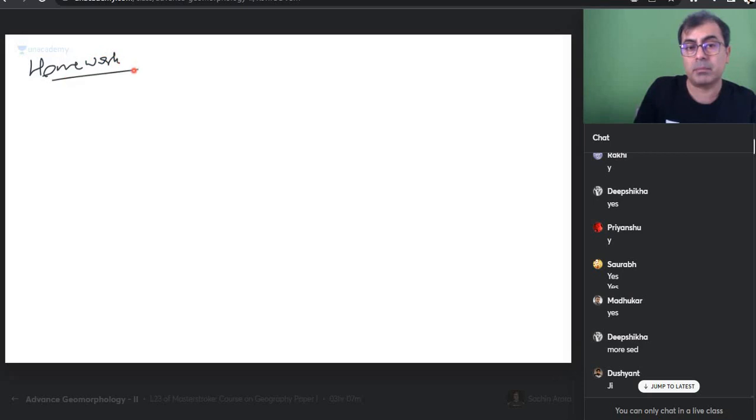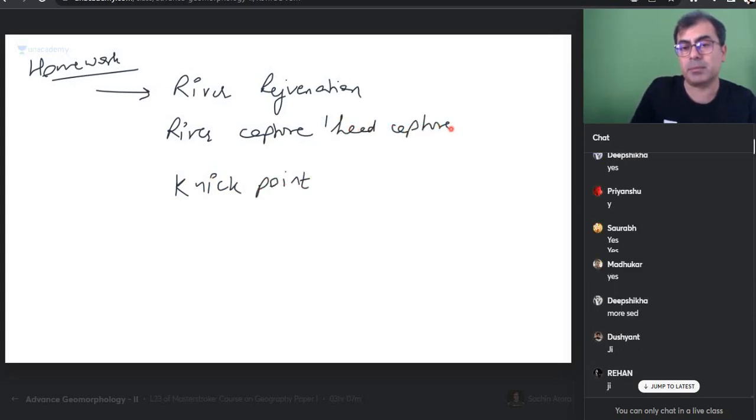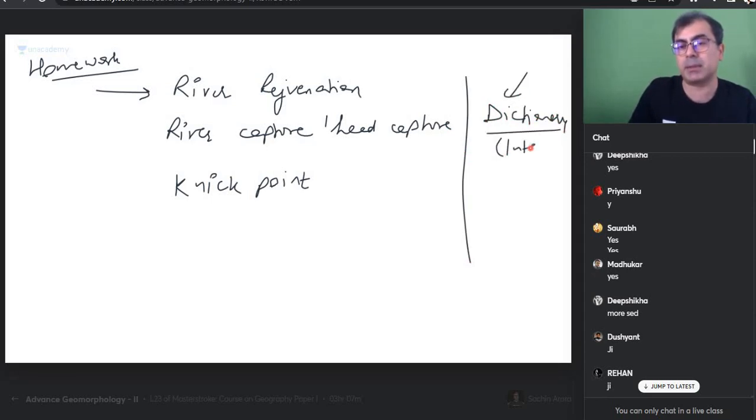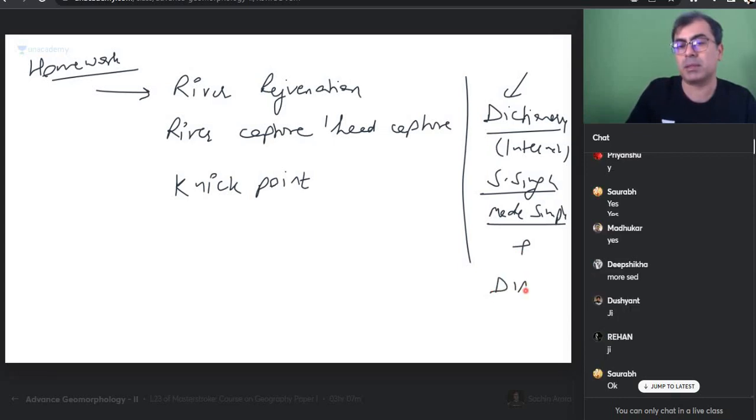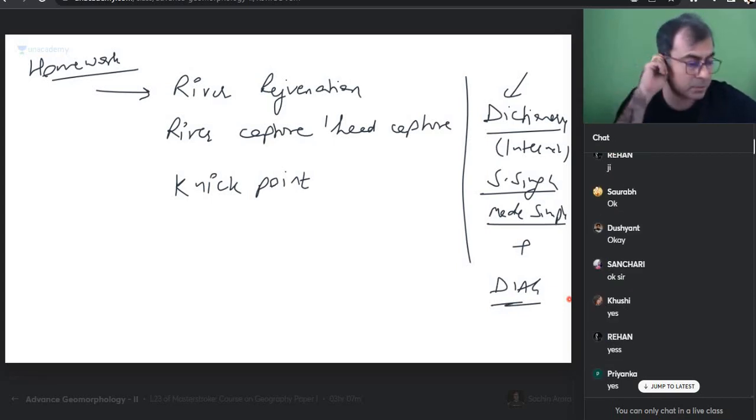आज का homework for today. Diagram. River rejuvenation. River capture. Nick point. River capture or head capture. Check from dictionary if you are worried. ये इंटरनेट से भी कर सकते हैं. Check from सविंदर सिंह. Check from made simple. जहां मिल जाए. अब सारे सोर्सेज बता दिए आपको. प्लस डायग्राम हो जाएगा. आज का होमवर्क क्लियर है सबको? निक पॉइंट, रिवर कैप्चर, हेड कैप्चर, रिवर रेजुवेनेशन. एवरीवन विद मी?